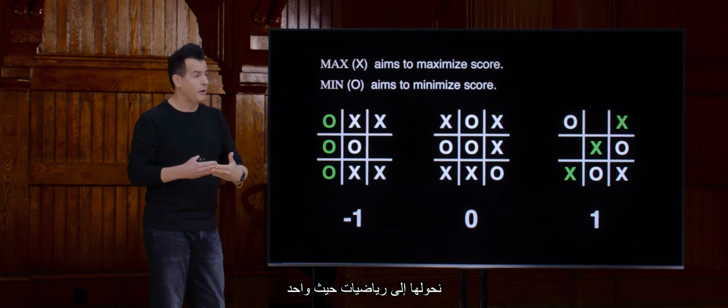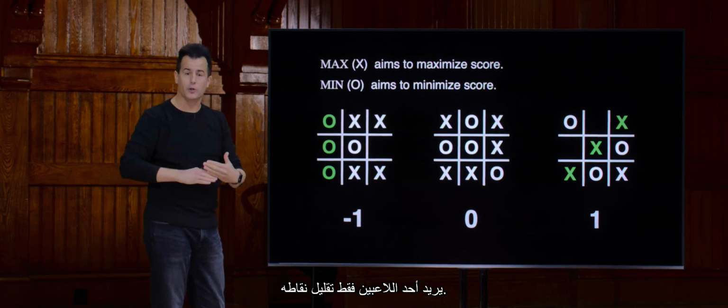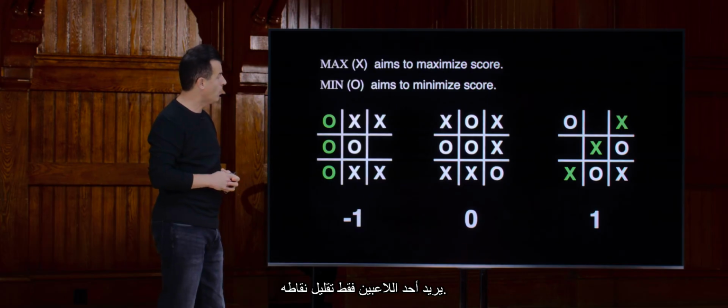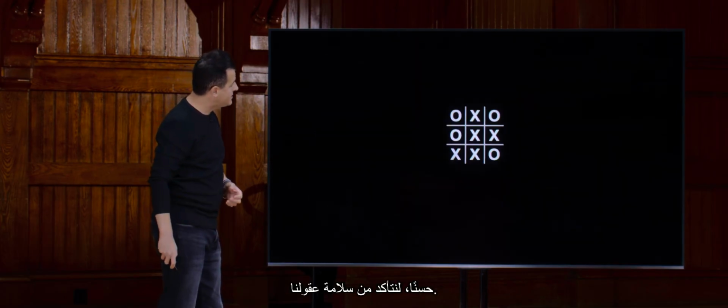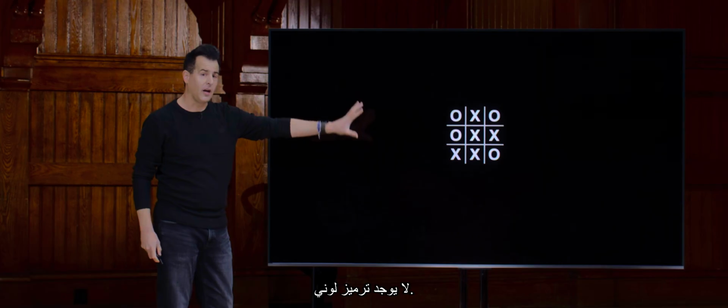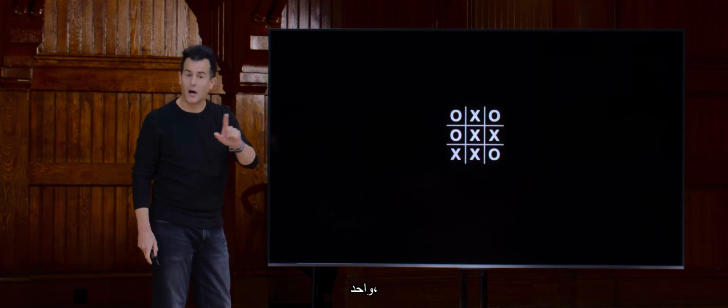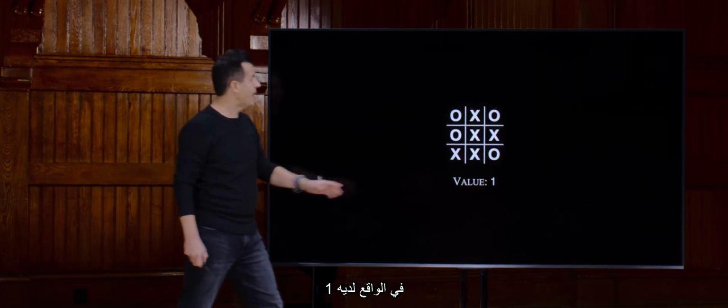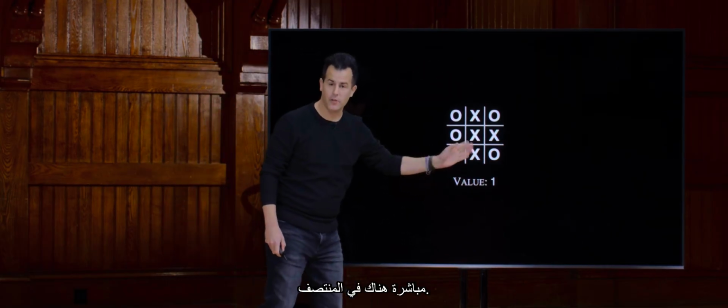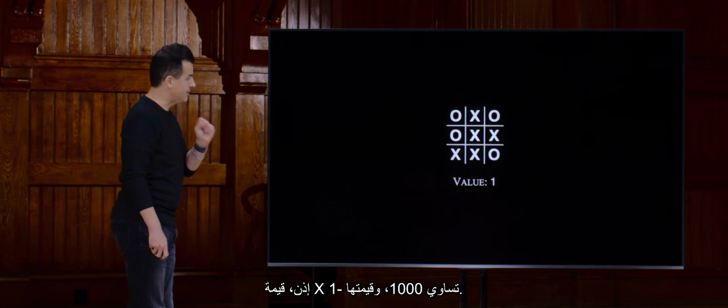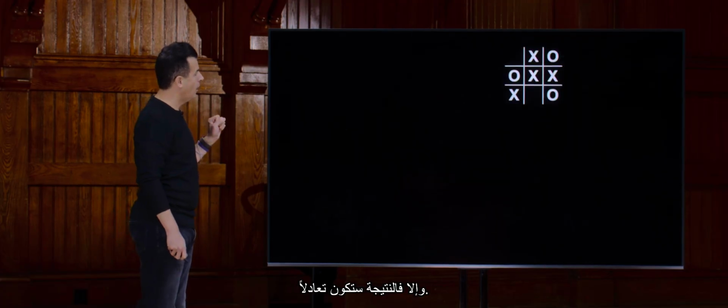We turn it into math, where one player just wants to maximize and one player just wants to minimize their score. All right, so a quick sanity check here. Here's a board. It's not color-coded. What is the value of this board? 1, because X has, in fact, 1 straight there down the middle. So X is 1. O is -1, otherwise a tie.